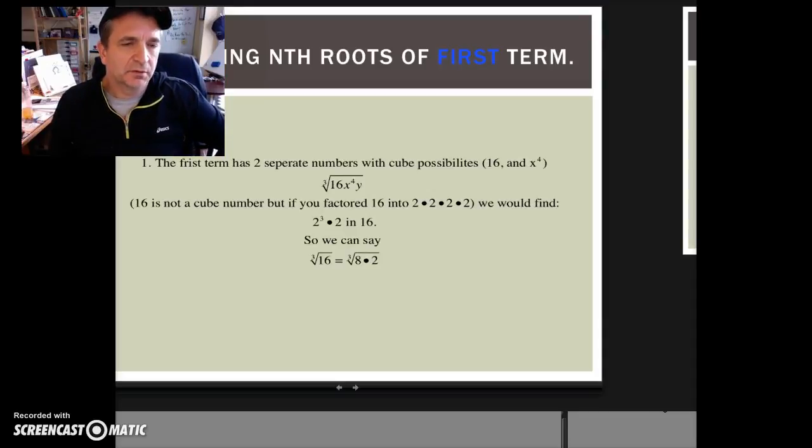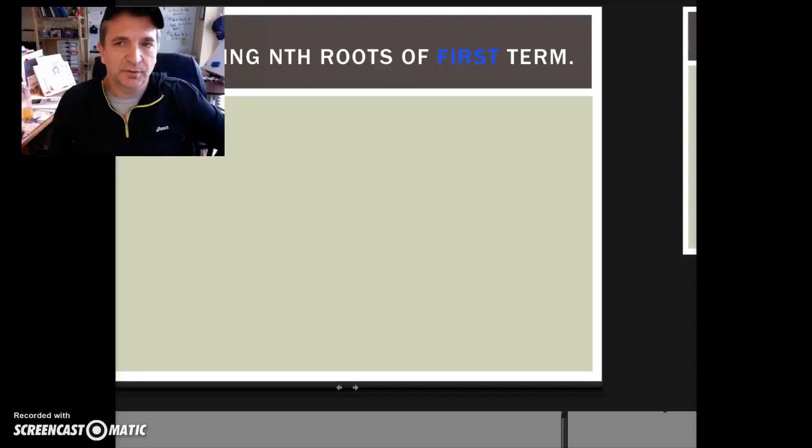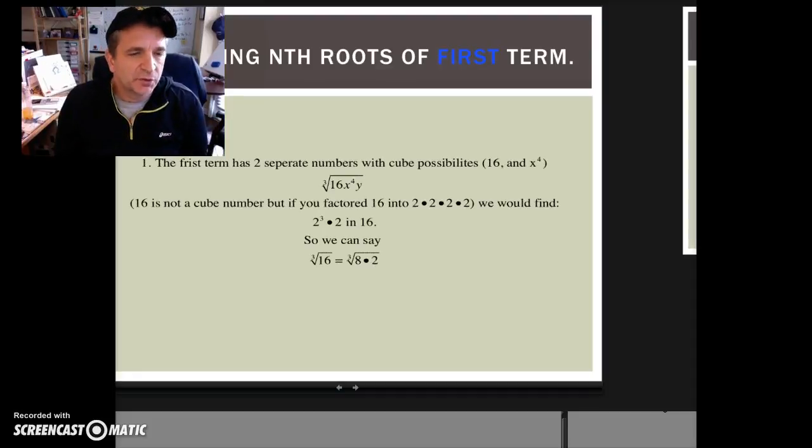The first term has two separate numbers with a cube in them. In other words, 16 and x to the fourth power. 16 is not itself a cube number, but there's a 2 to the third power inside of it, so there's an 8 in there. You kind of have to get to know your cube numbers a little bit, but really you only have to know maybe the first 5 or 6 of them.